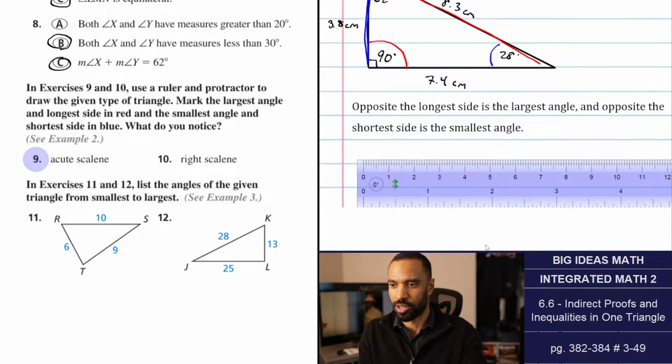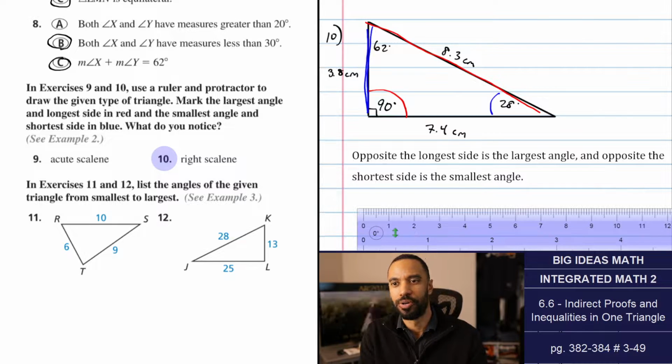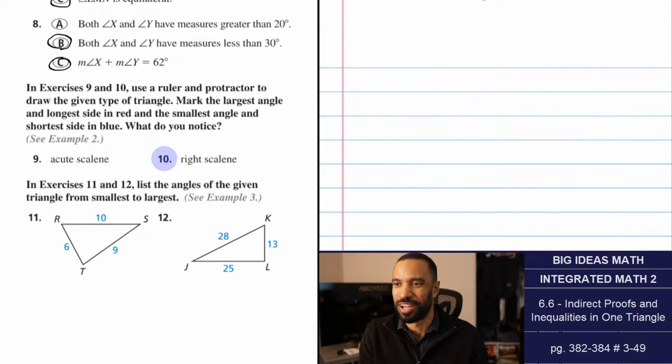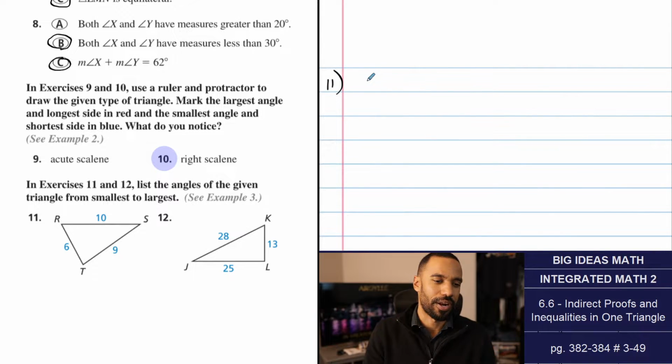There you go. Opposite the longest side is the largest angle. Opposite the shortest side is the smallest angle. I'm sorry, that was number 10. I was so into what I was doing, I forgot to change that. All right, let's get to what I want to talk about.